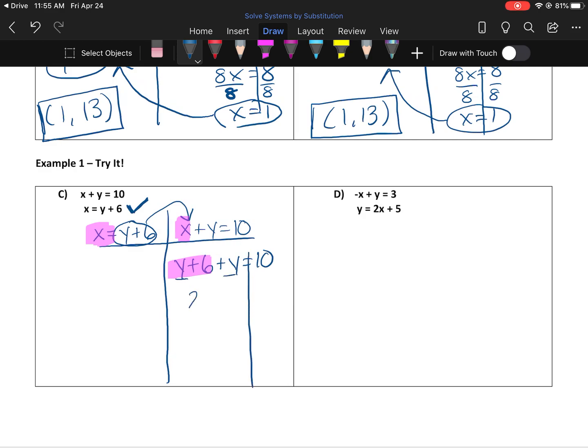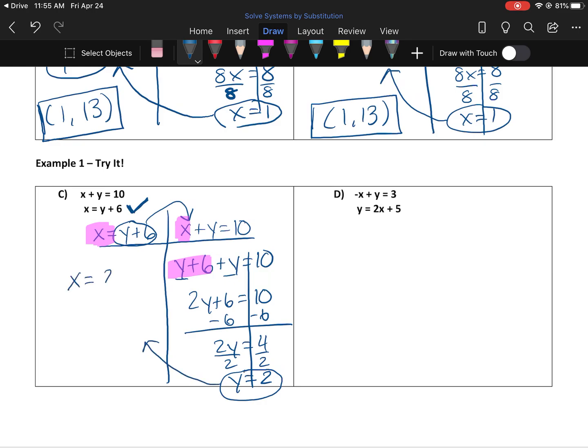Y plus y is 2y. Subtract 6 from both sides. Okay, remember guys, you can pause this at any time if I'm going too fast. Y is equal to 2, but now we need to go ahead and find x, so I'm going to bring that over here. X equals 2 plus 6. X is going to be equal to 8. My answer is the ordered pair 8, 2.